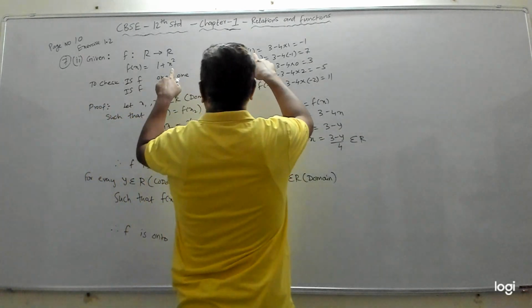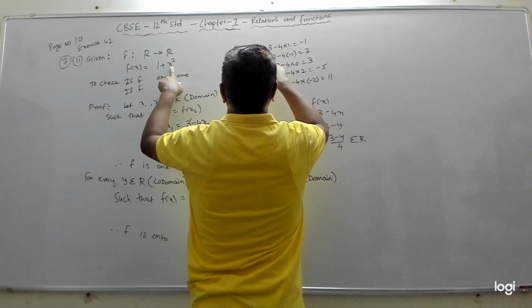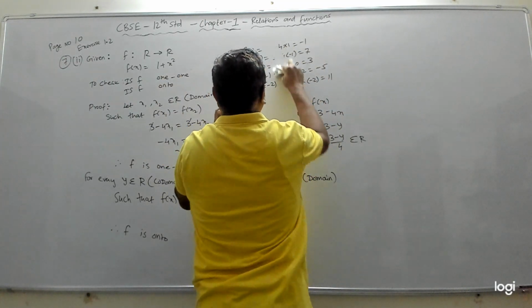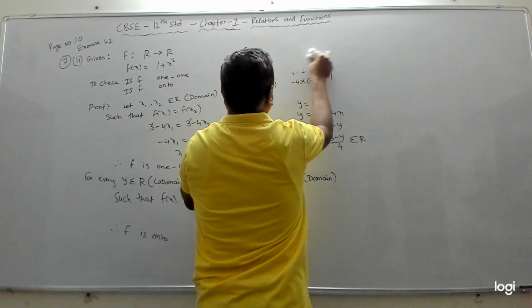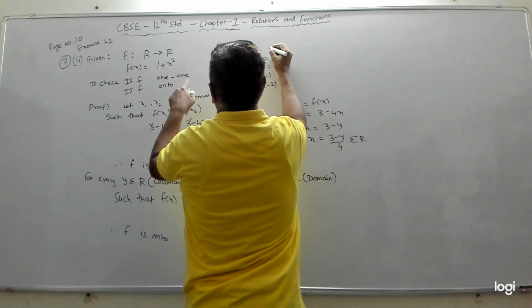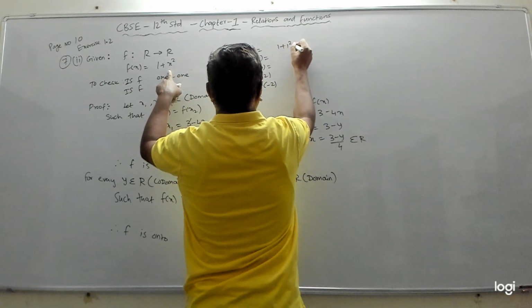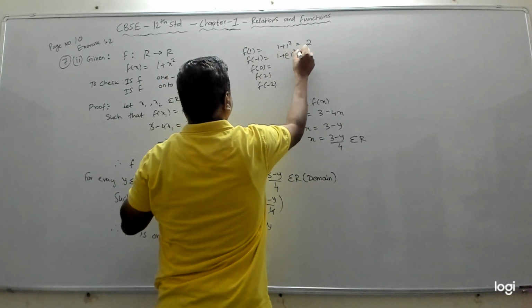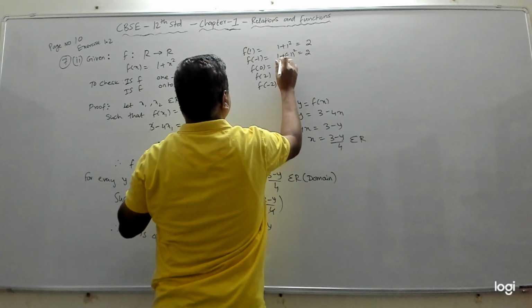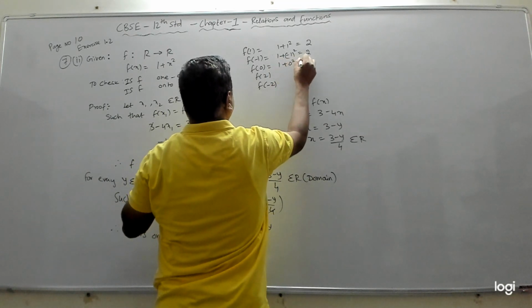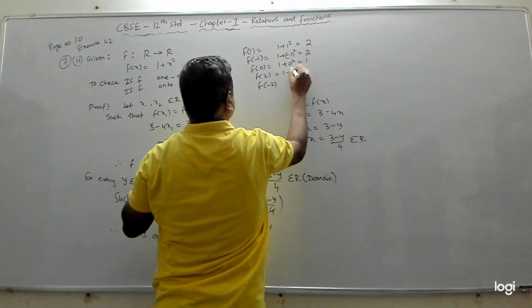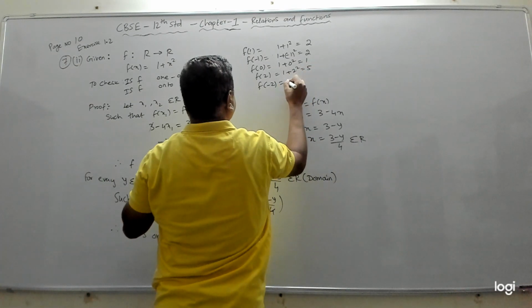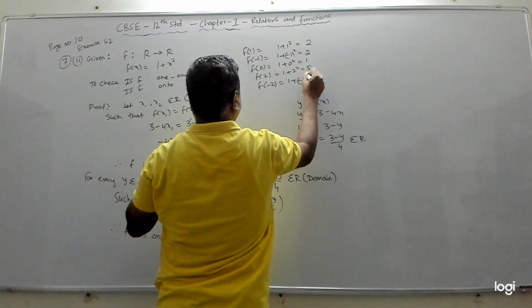Now what is f of 1 as per this definition? As per the definition, f of 1 is 1 plus 1 square, which is 2. f of -1 is 1 plus (-1) the whole square, that is also 2. f of 0 is 1 plus 0 square, which is 1. f of 2 is 1 plus 2 square, which is 5. f of -2 is 1 plus (-2) the whole square, which is also 5.